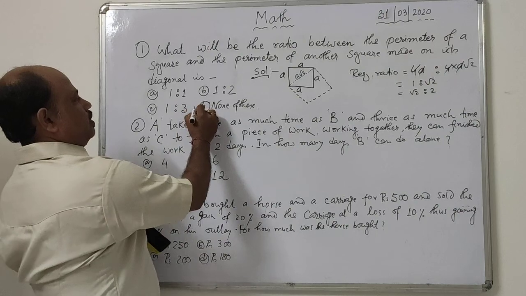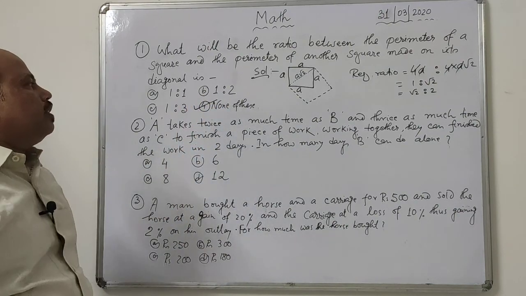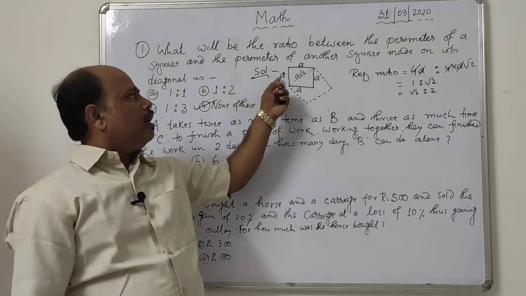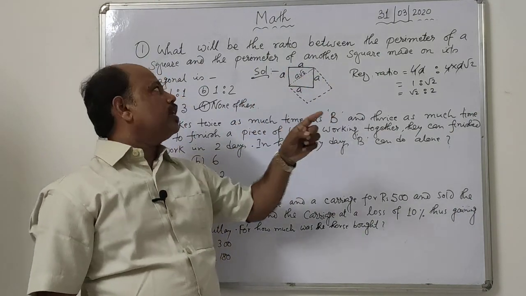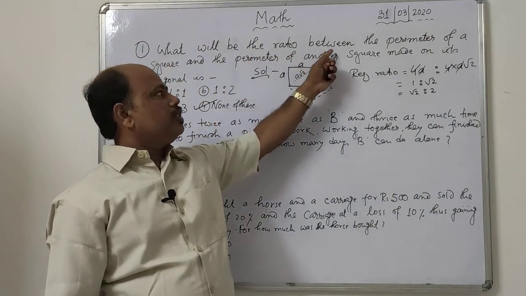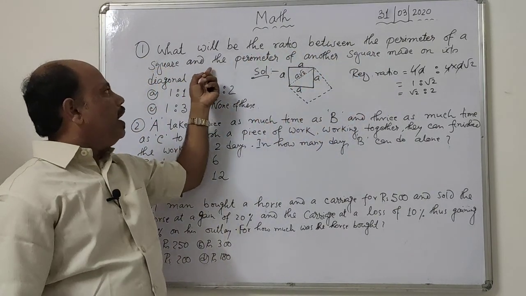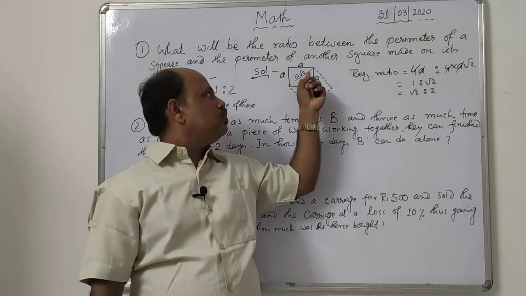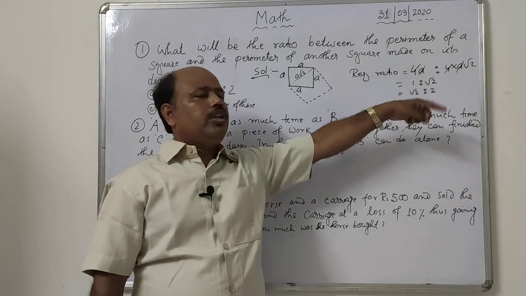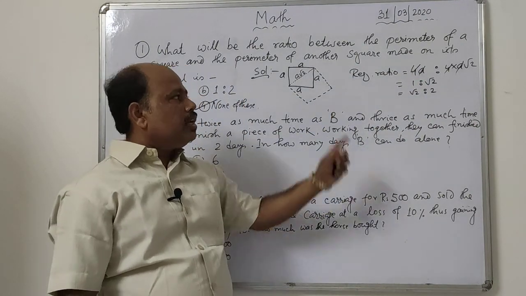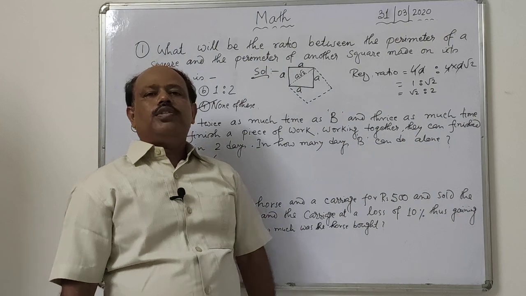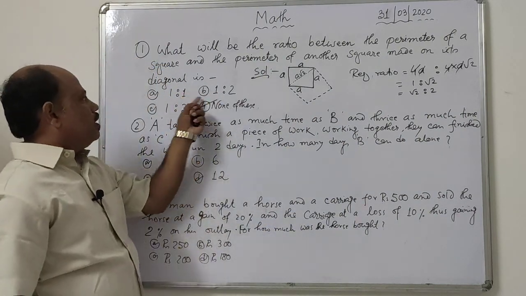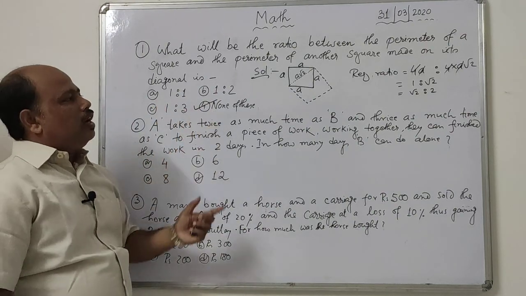None of this means the options listed there, we cannot see an answer, because the square is originally 4 into side perimeter. What will be the ratio between the perimeter of a square and the perimeter of another square made on its diagonal? Diagonal means A√2. So 4 into side and 4 into that side. 4 cancel, A cancel, 1 is to √2, that is √2 is to 2. That is the final answer, and this is not digitally answer, that is none of this is the answer here.